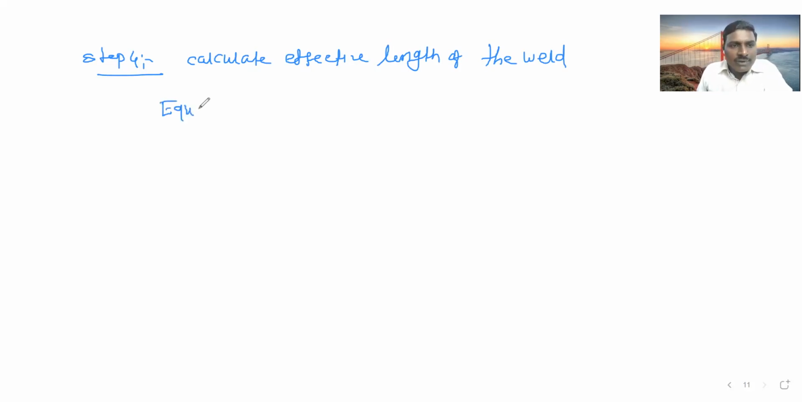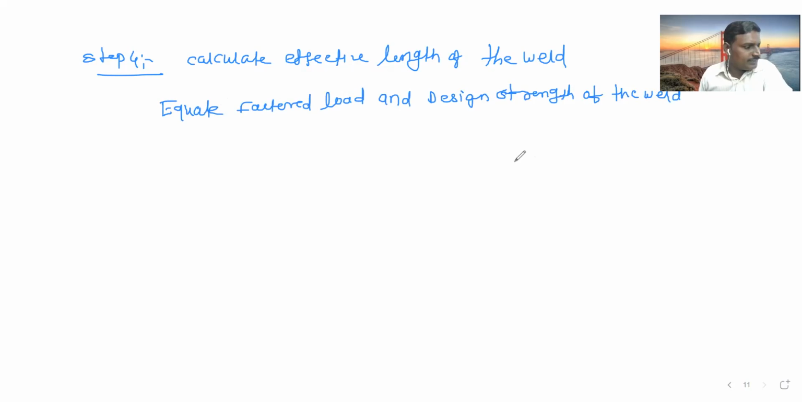So write down, equate factored load and design strength of the weld. Okay, so now how to equate? See, draw the sketch first.